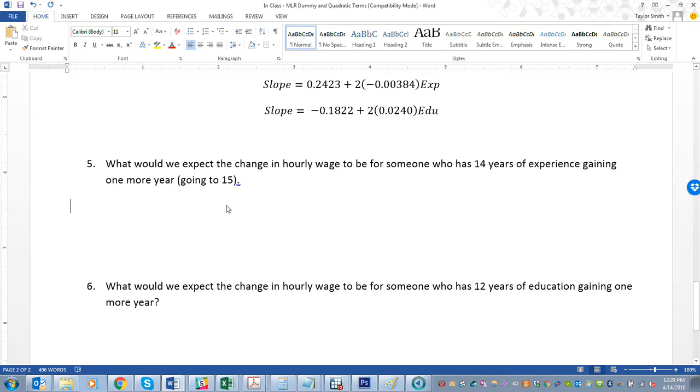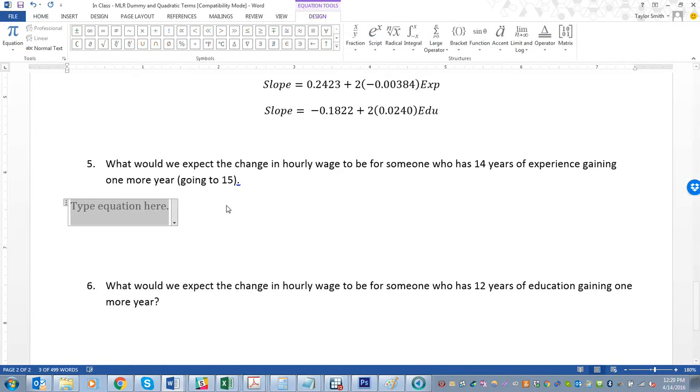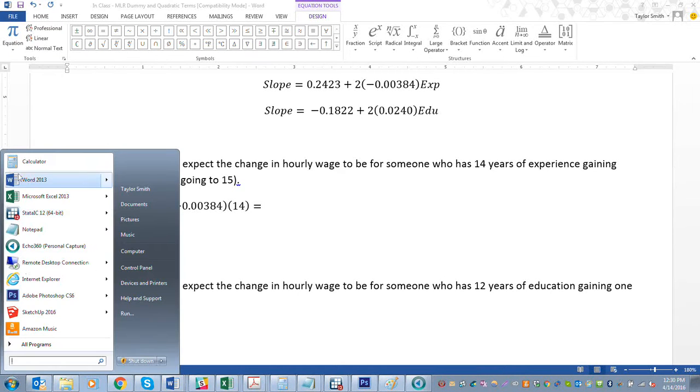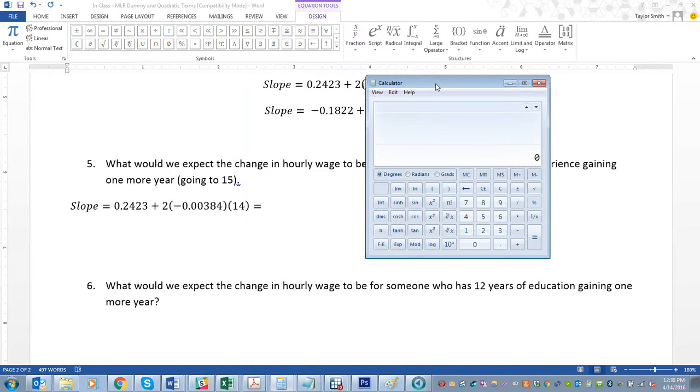So we're going to plug into that formula. The slope is going to be equal to 0.2423 plus 2 times negative 0.00384 times our level of experience. In this case, we have 14 years of experience. So we just plug in there. So we grab our handy-dandy calculator. I won't spend time going out to Google for this one. I can just type it in pretty quickly.